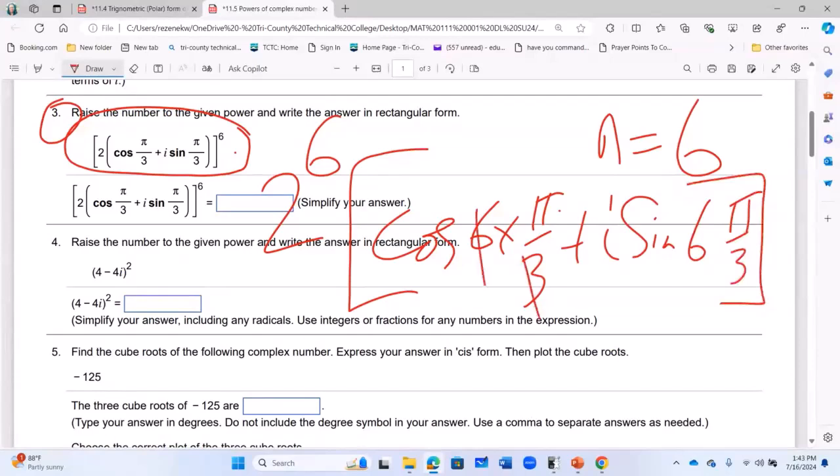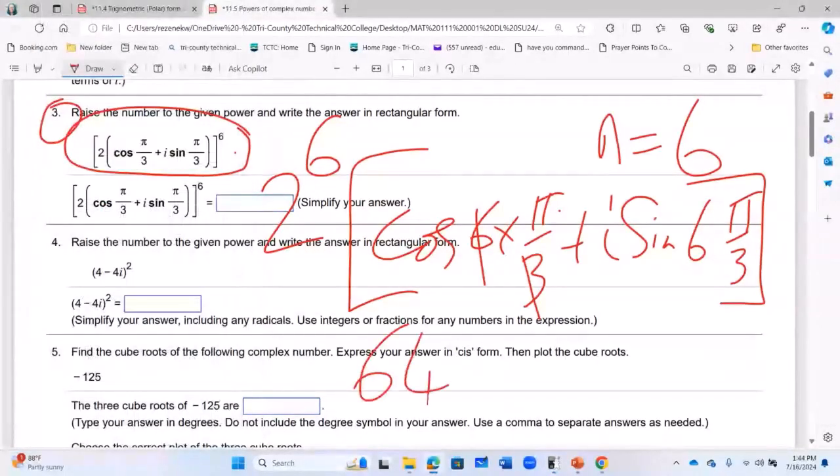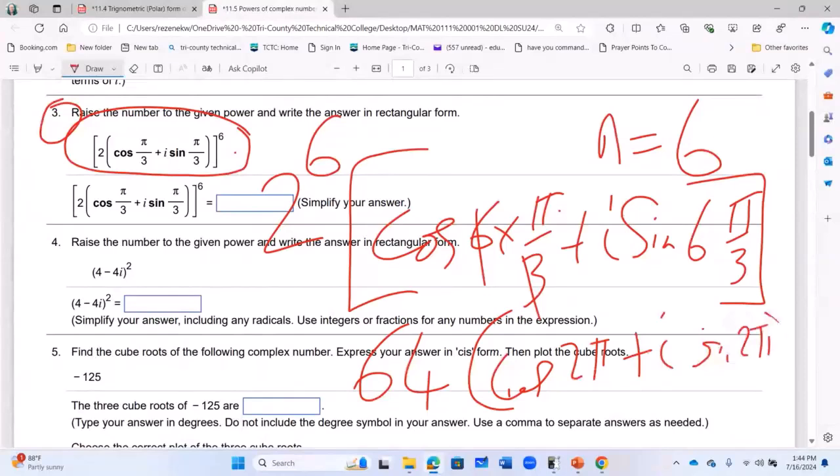And if I divide, I have 2 to the power 6, by the way. I get my calculator and make sure I get it right, because I don't want to do anything in my head. So I'm going to turn my calculator on, get 2 caret 6, and I got 64. So 64 cosine of 2 pi, that's 360 degrees, plus I sine 2 pi. That's it. That's easy. All right, let's do number 4.